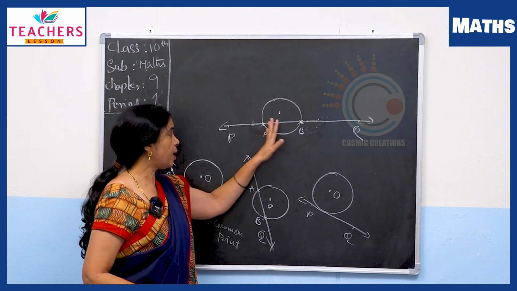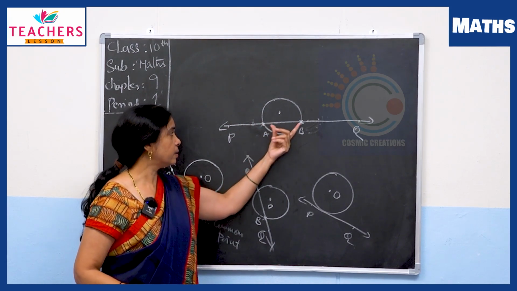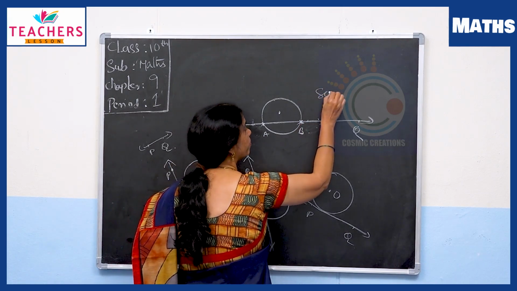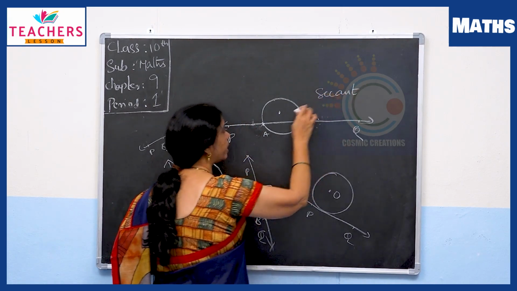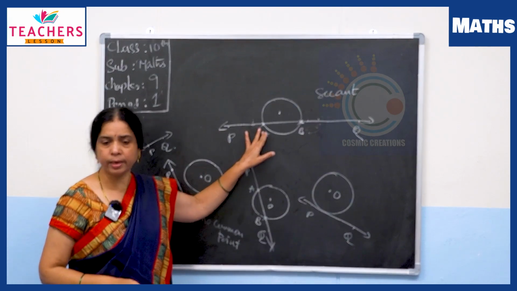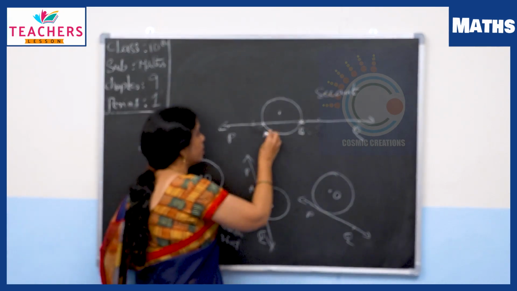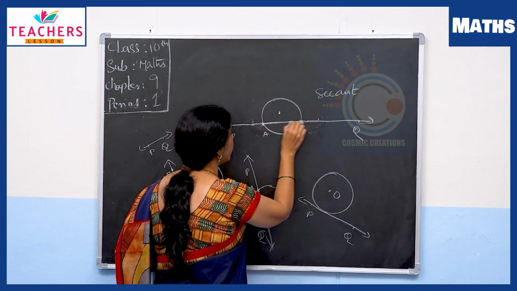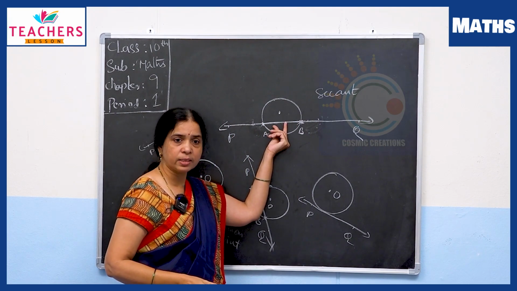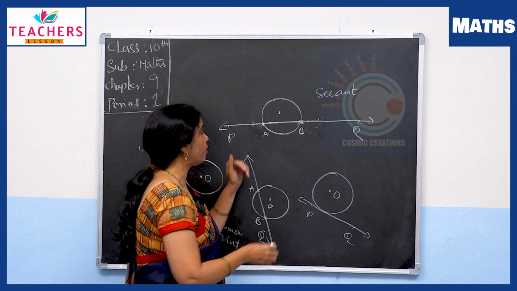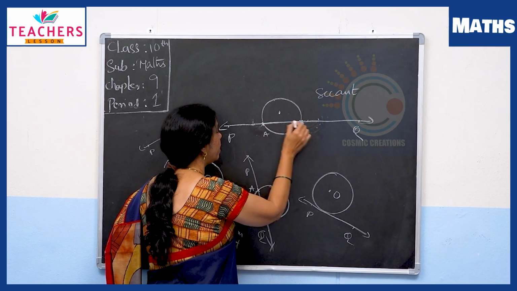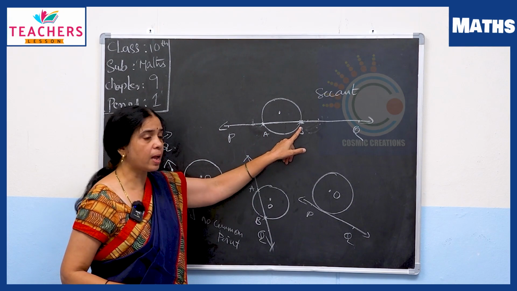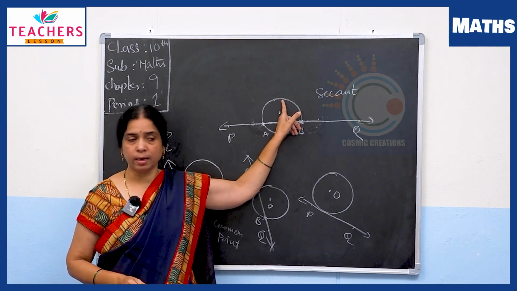If a line intersects the circle at 2 points, it is called the secant of the circle. Got it? Now, this secant forms a chord. What is it called? Chord. This secant forms a chord AB with the endpoints A and B on the circle. The endpoints A and B lie on the circle.